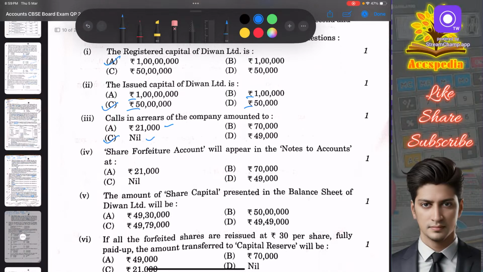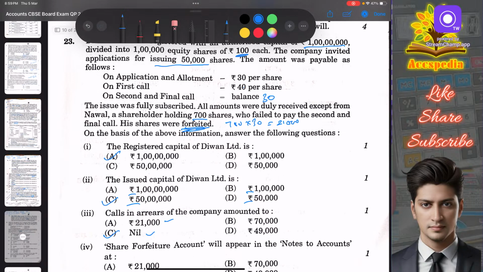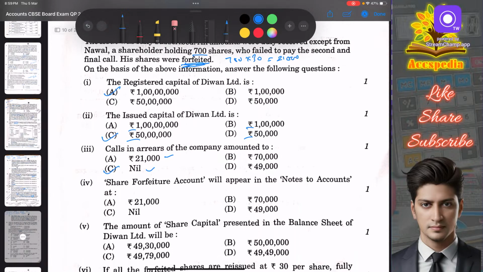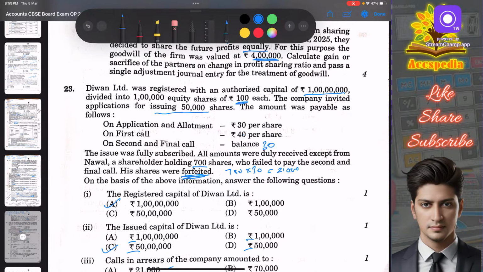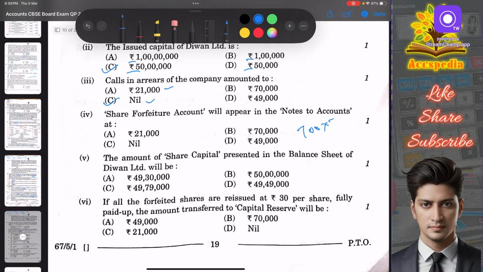Share forfeiture account will appear in notes to accounts at. Since it is not reissued, the gain will be there. For 700 shares, how much is received? Failed to pay second call, so 70 rupees is received, that is 49,000. This will reduce if it is reissued, since the balance will be transferred to capital reserve after adjusting discount. Since nothing is reissued, this 49,000 will remain in the account.